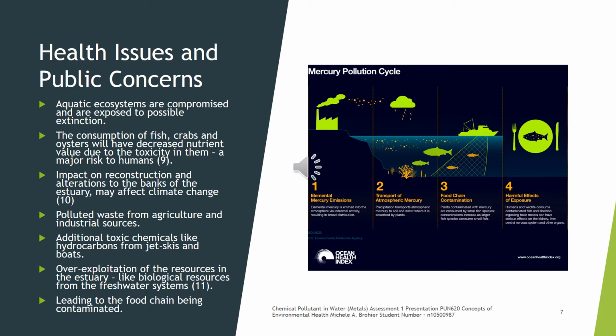The health issues and public concerns identified were that aquatic ecosystems are compromised and exposed to possible extinction. The consumption of fish, crabs, and oysters will have decreased nutrient value due to the toxicity in them, a major risk to humans. Reconstruction and alterations to the banks of the estuary may affect climate change, with polluted waste from agricultural and industrial sources, additional toxic chemicals like hydrocarbons from jet skis and boats, and overexploitation of resources in the estuary like biological resources from freshwater systems, all of the above leading to the food chain being contaminated.